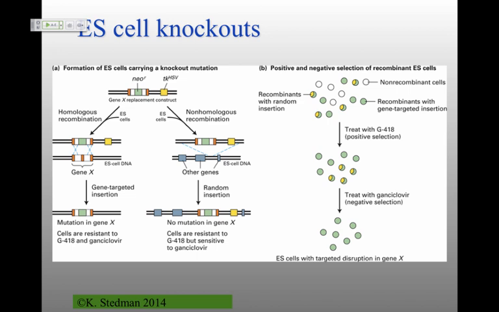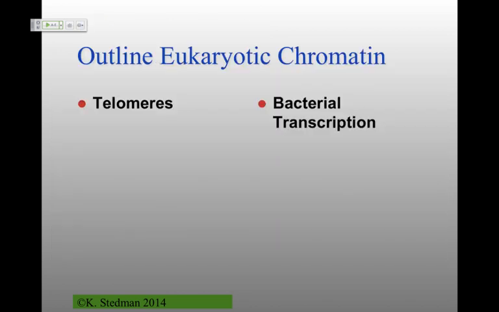Okay, so I just noticed that the outline here is wrong because I didn't edit it. So this is the outline for today's lecture, which should be at least part of it. We'll talk about telomeres because I think telomeres are absolutely critical in terms of understanding what goes on at the ends of eukaryotic chromosomes. And we'll also talk about bacterial transcriptional regulation.